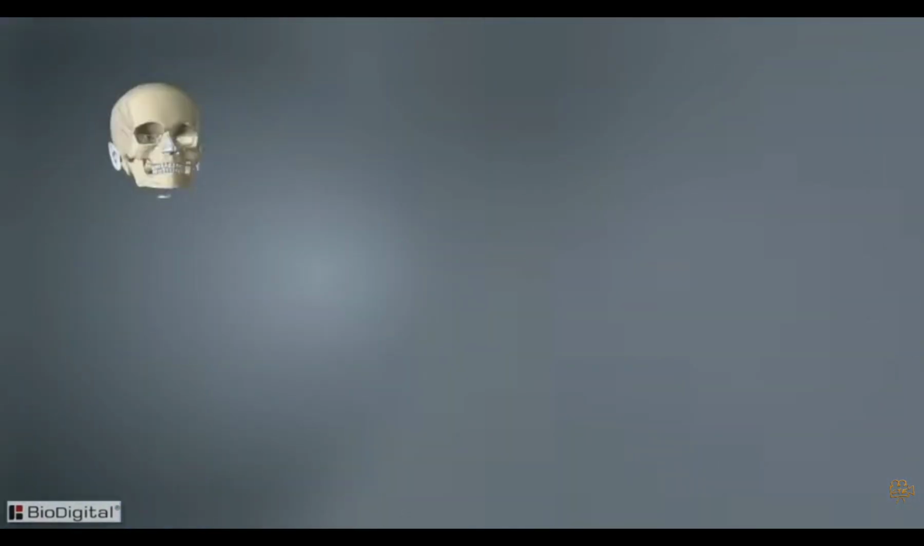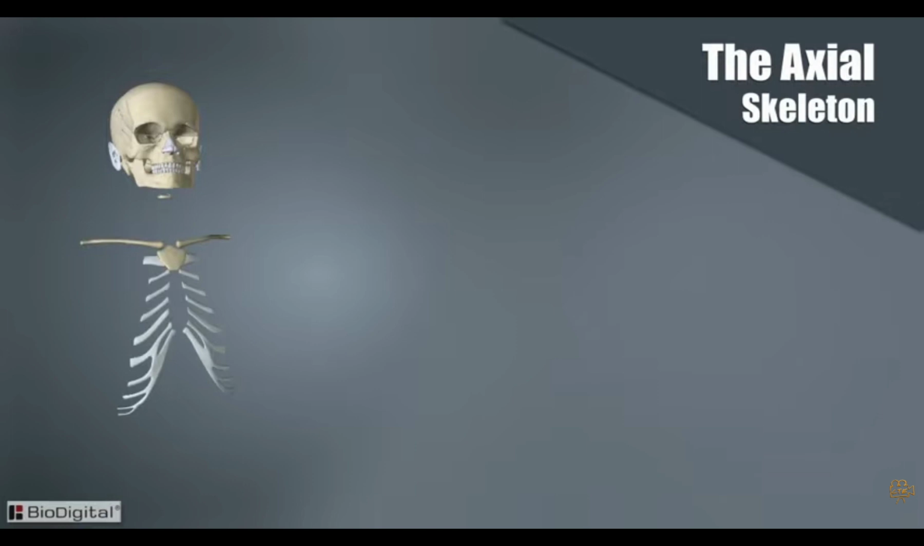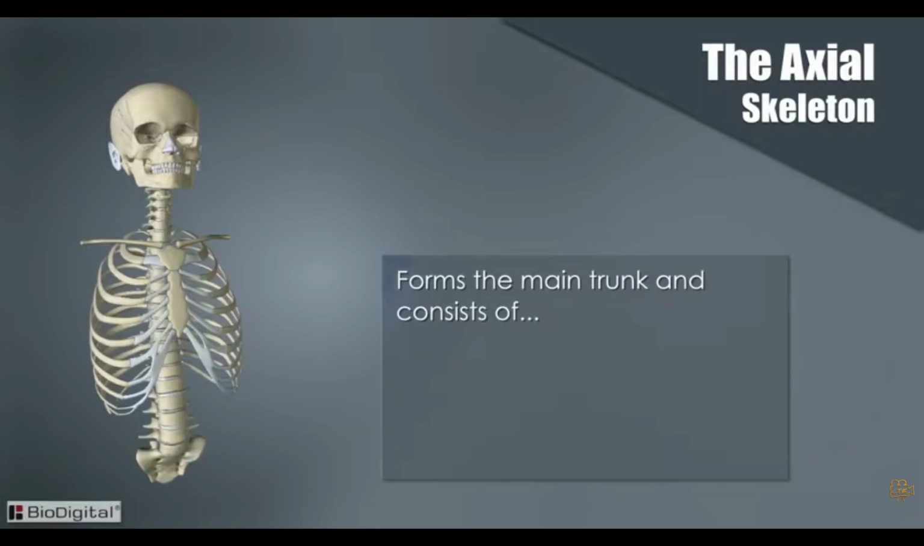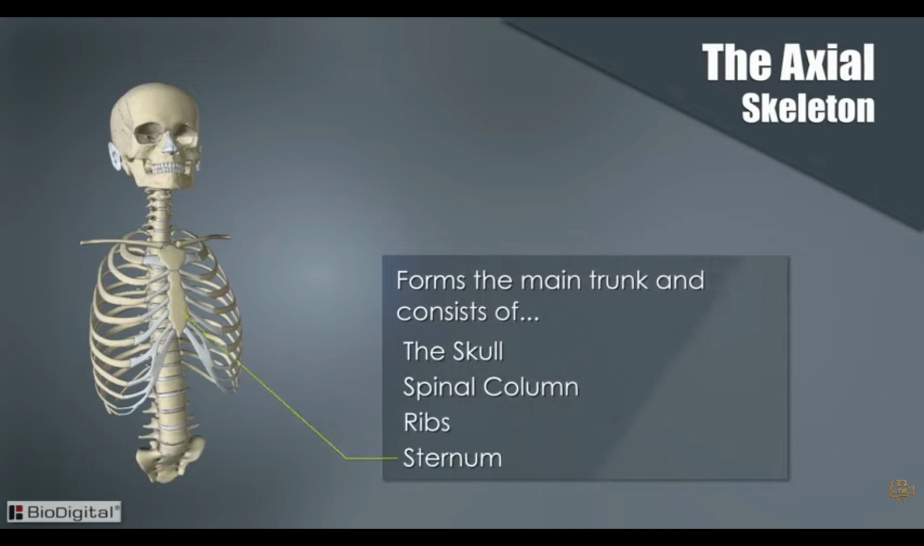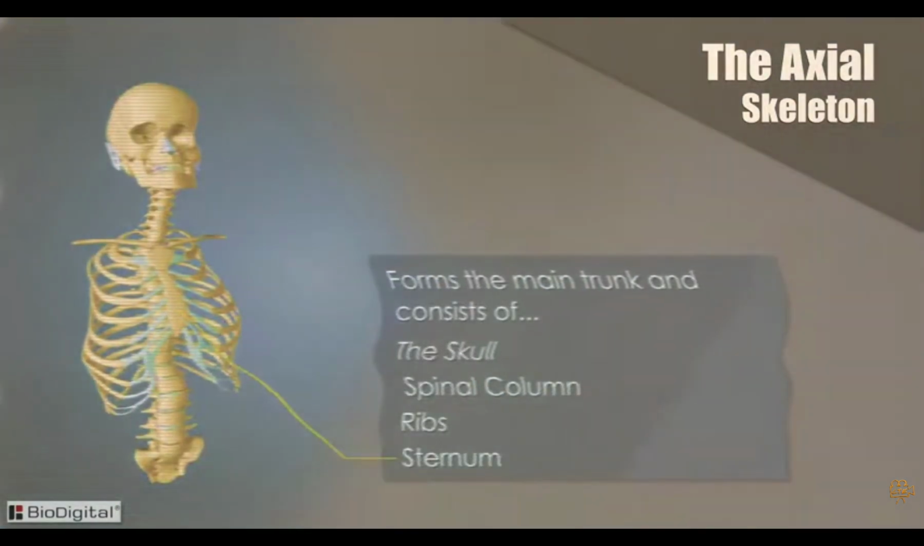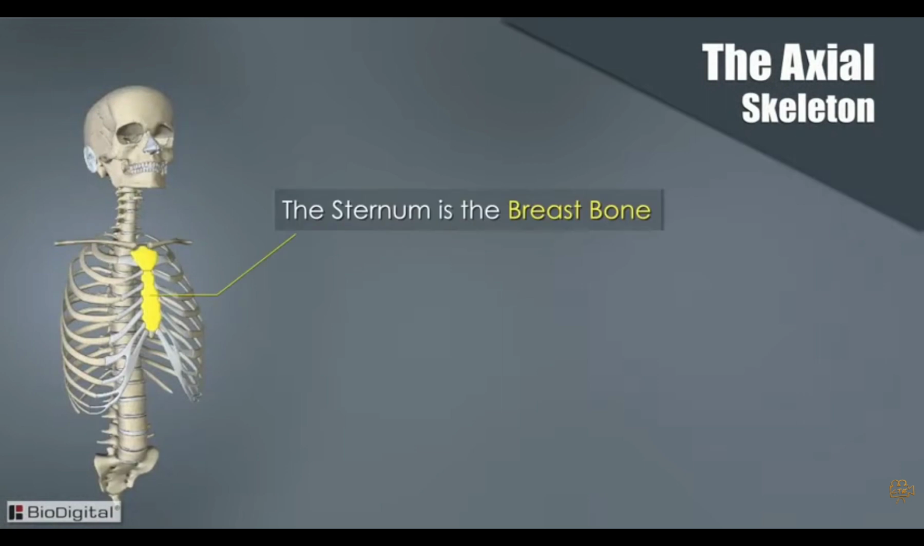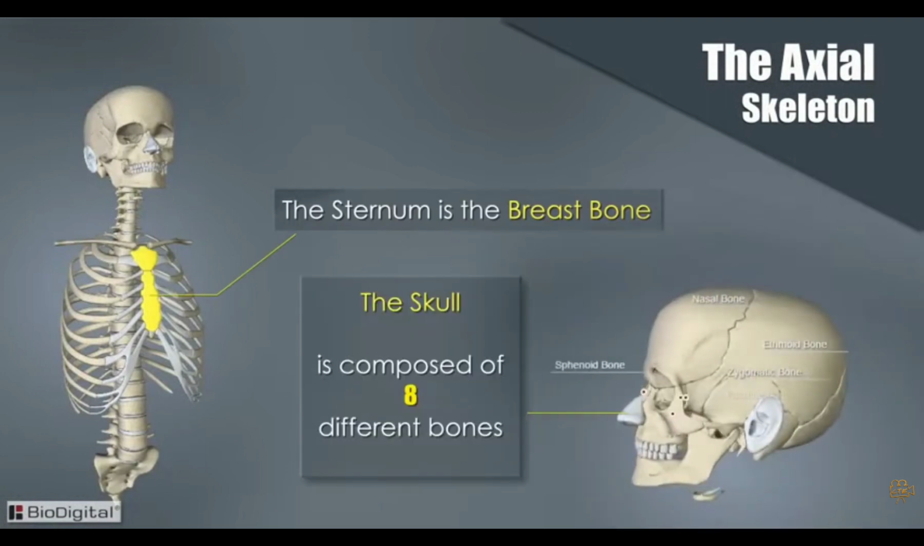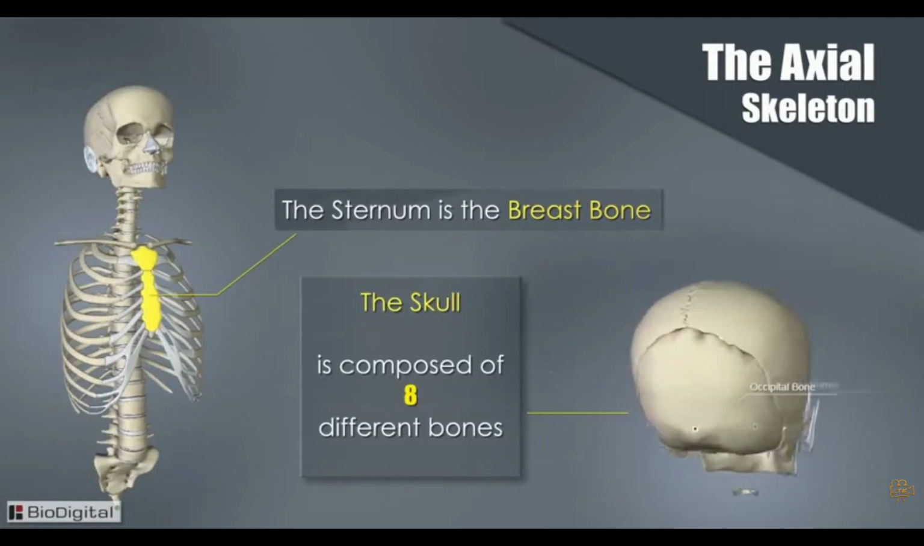The first section we'll cover is the axial skeleton. This forms the main trunk of the body and consists of the skull, spinal column, ribs, and sternum. The sternum is the breastbone, and the skull is composed of 8 different bones.